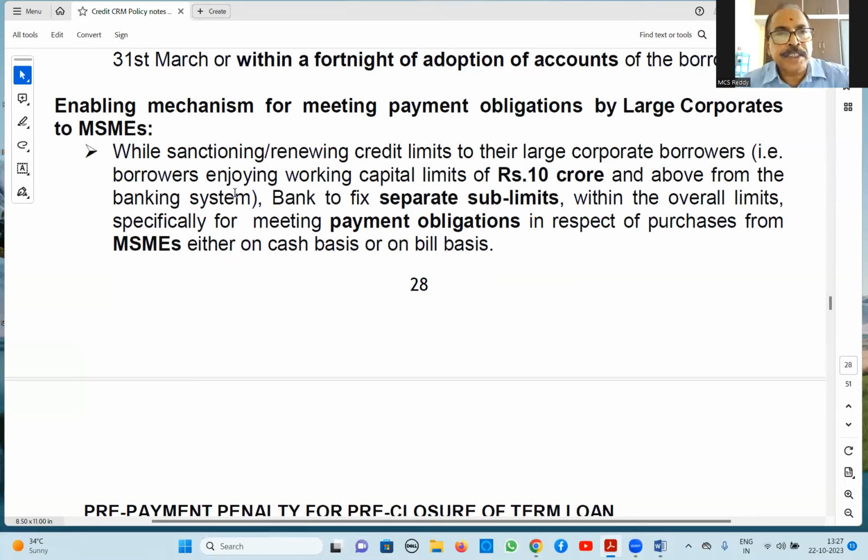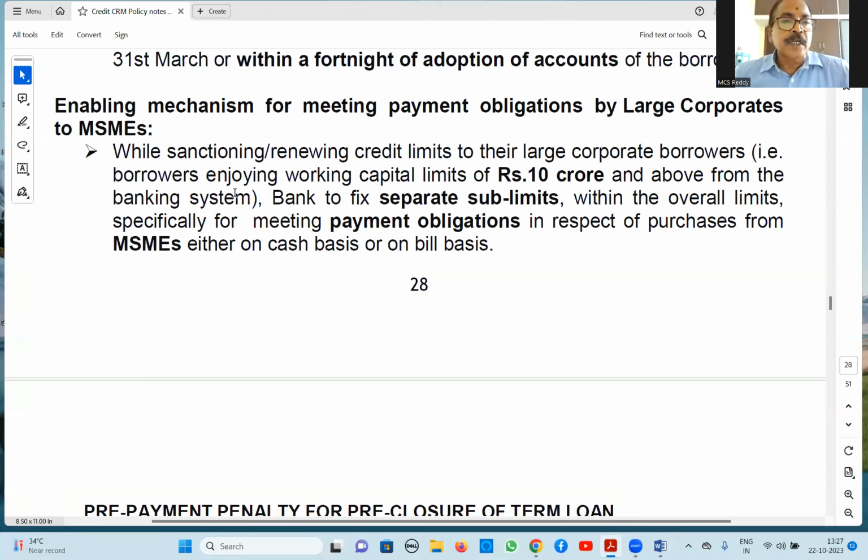Next, enabling mechanism for meeting payment obligations. As per MSMED Act 2006, wherever banks are financing large corporates with working capital limits of 10 crores and above, banks are to earmark sublimits towards repayment to small units. The MSMED Act recognizes that small SME units may be supplying raw materials to larger corporates. Larger corporates may be negligent in repaying them, thinking this is a small person dependent on us, and payment later will also be fine.